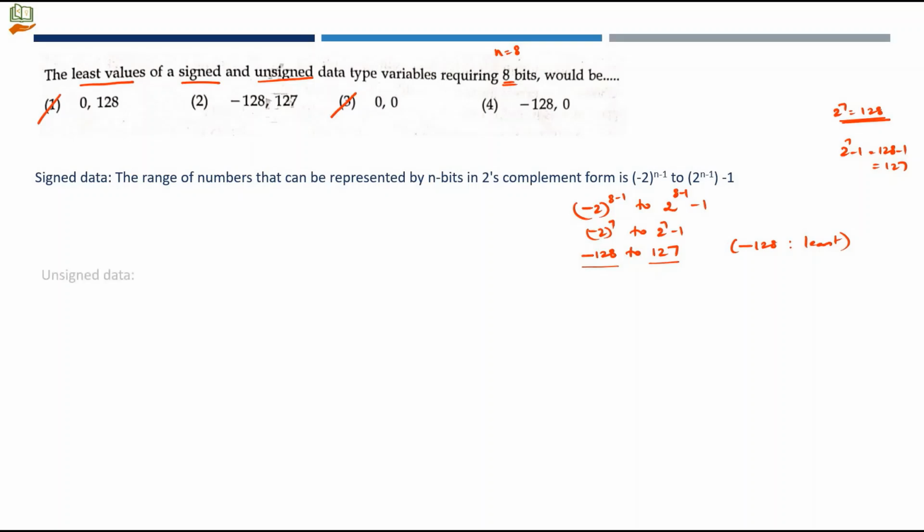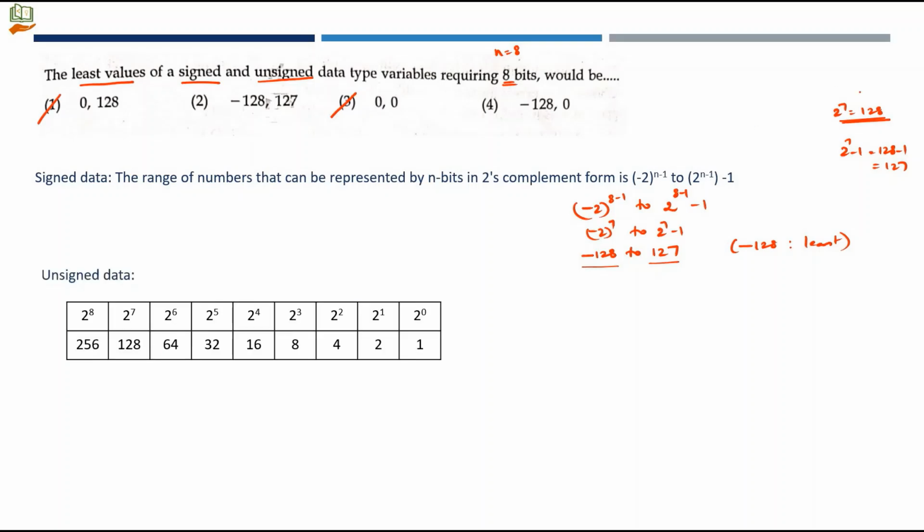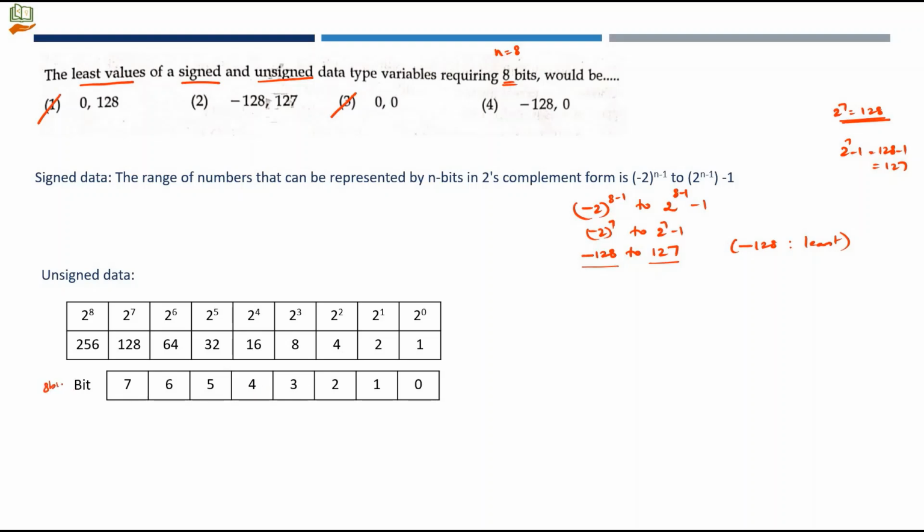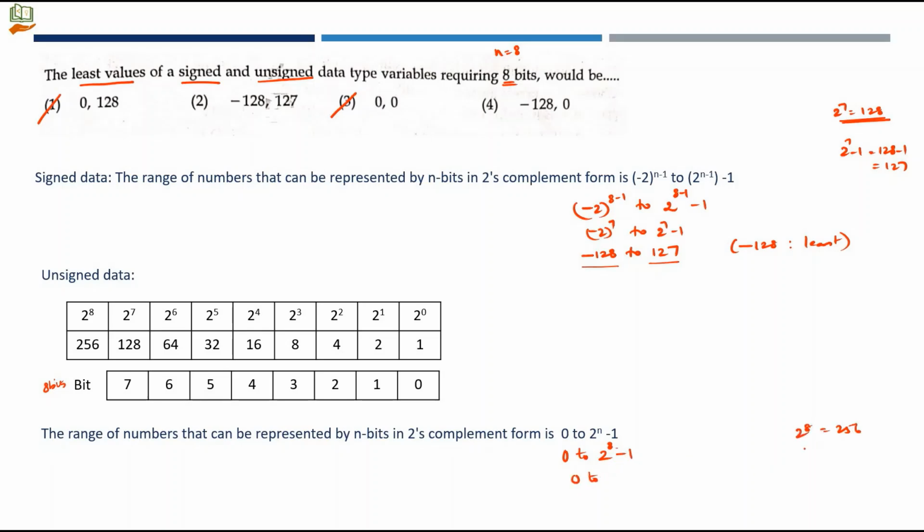Now let's see about the unsigned data. I think this will give you a better clarity for 2 power 7. If we say 8 bits, it has to start from 0, 1, 2, 3, 4, 5, 6 and 7. Altogether you will have 8 bits here. So we are going to take the range of numbers of these n bits from 0 to 2 power n minus 1. Here n is actually 8. What is 2 power 8? It is 256. 2 power 8 minus 1 will be 256 minus 1, which is equal to 255.